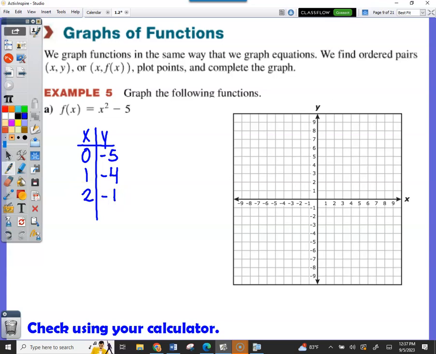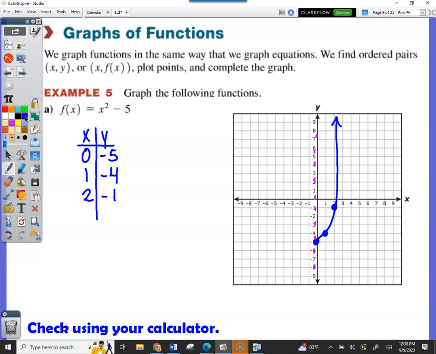-1. I'm going to graph those. I've got 0, -5, 1, -4, 2, -1. And I can see that I have half the curve. How do you get the other half? You reflect it over. When we get deeper into quadratics, we're going to learn that this is the axis of symmetry, or the line of reflection. And what happens is, if you graph half of a quadratic, then reflect it over, you have the other half as well.